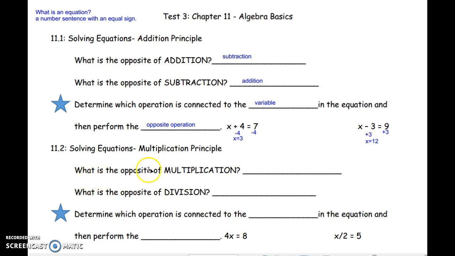The first thing I'm going to ask is, what is the opposite of multiplication? The opposite of multiplication is division. Then the opposite of division is, of course, multiplication. Just like the addition principle, you're going to look at your equation and determine which operation is connected to the variable in the equation, and then perform the opposite operation.